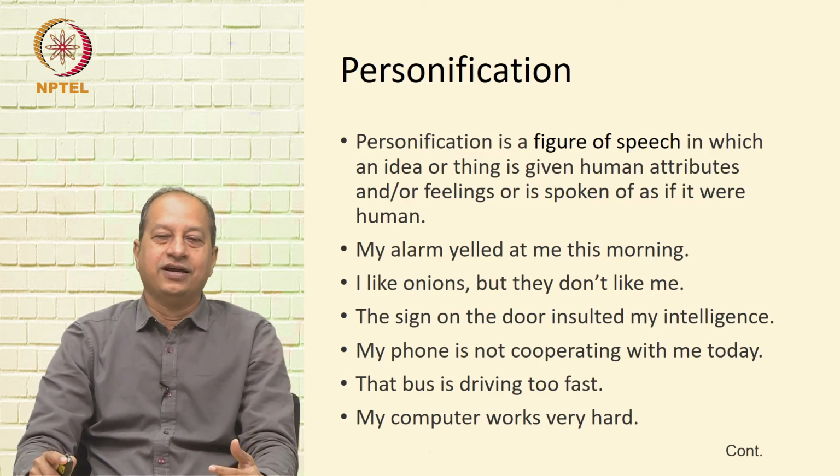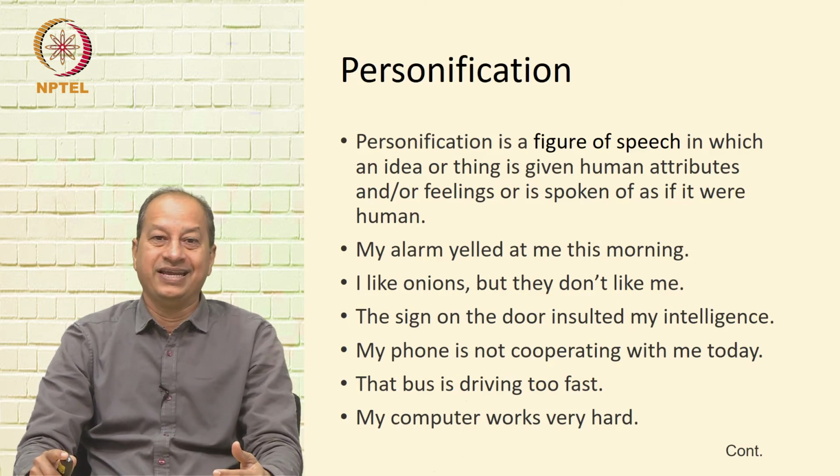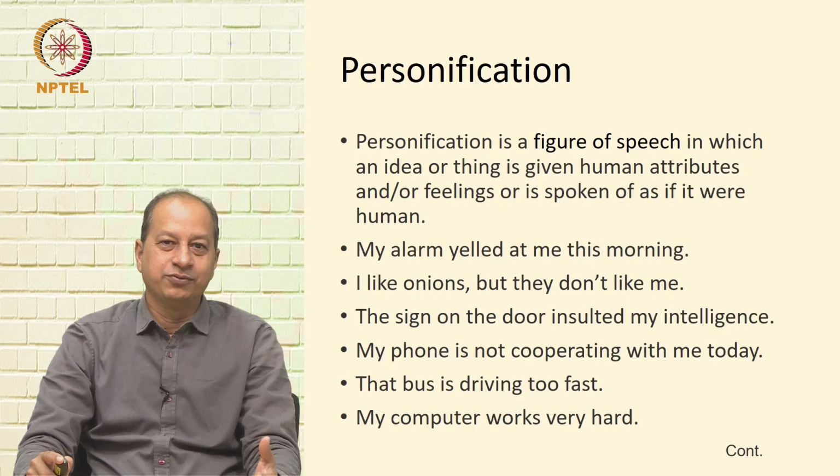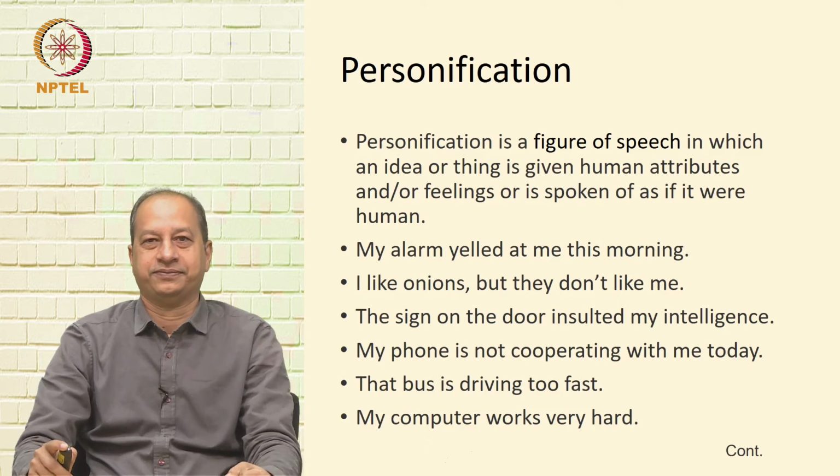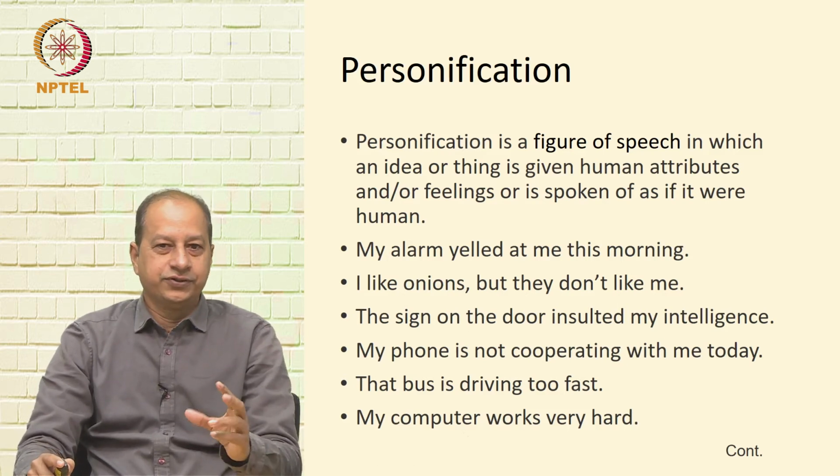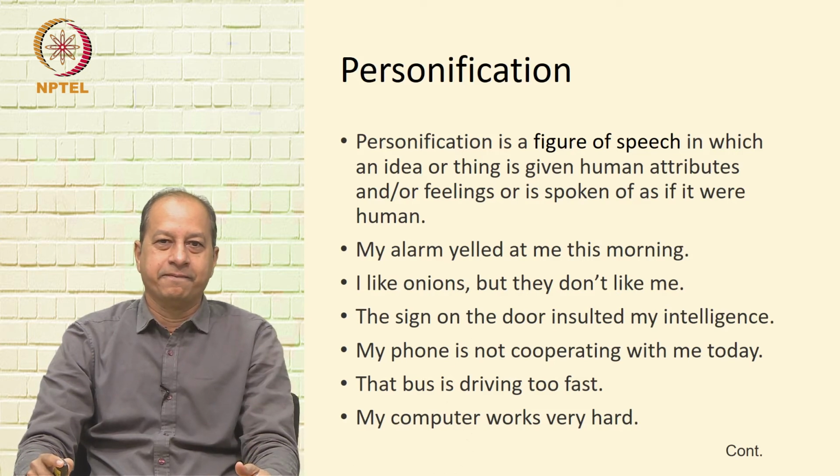The next, I like onions, but they don't like me. So, I am making onions human, and they can like me or dislike me. Then, the sign on the door insulted my intelligence. So the sign is a non-human thing. It insulted me. Who can insult? A human can insult.